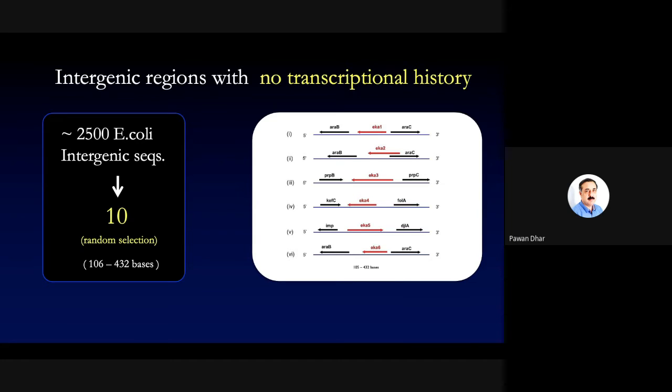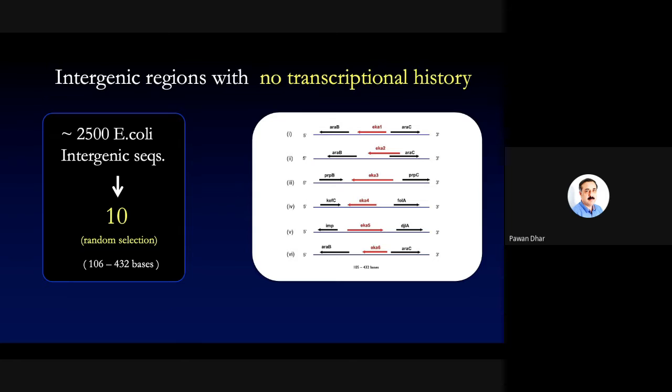coli with intergenic sequences that have no transcriptional history. So we took 2,500 E. coli intergenic sequences, we converted them into the protein sequence equivalent, matched against the NCBI NR database, the non-redundant protein database. Wherever we are getting sequence similarity, we are discarding the sequence. Wherever we have absolutely no similarity, we take that sequence. But not only that, we also say that if it is conserved, we discard that. That means if it is not matching the NR database, but it is conserved, we also discard that.